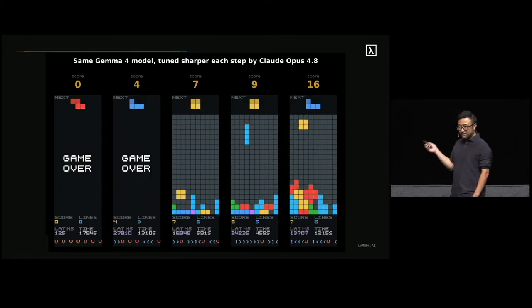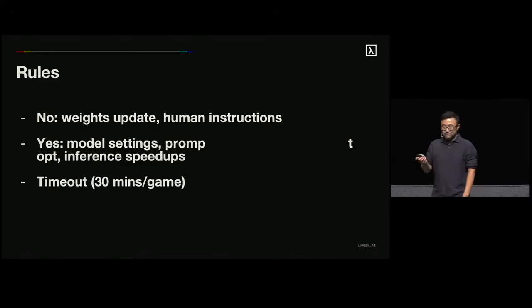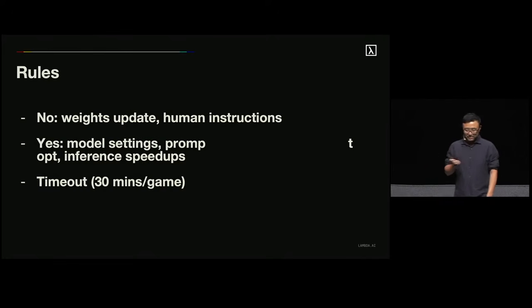Before we get into details, here are some of the rules. You cannot touch the weights of Gemma, so this is not fine-tuning. This is supposed to be an auto-research project, so no human instruction is allowed. However, Claude is allowed to do certain things, for example, model settings, prompt optimization, and inference speed-up. Also, for each game, there's a 30 minute timeout, so Gemma has to think fast.